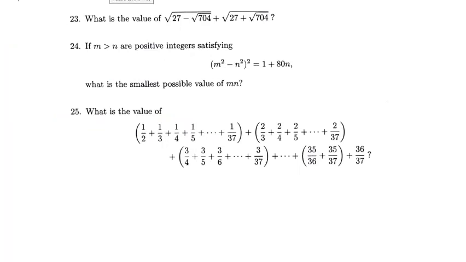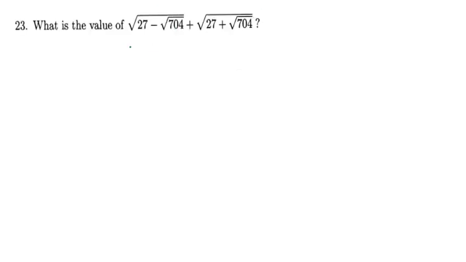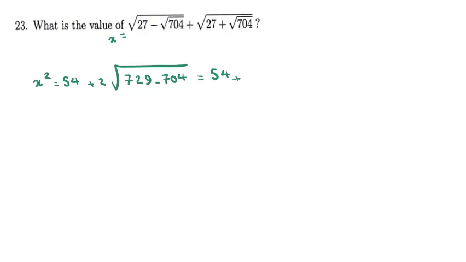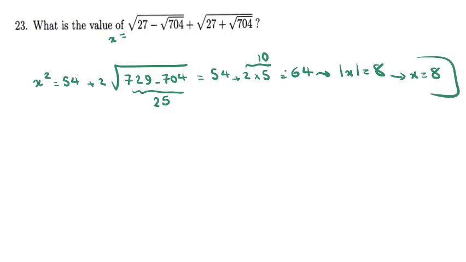SMO 2020, junior section, first round, problem number 23. What is the value of this term? So consider this term equals x, then x squared is 27 minus this plus 27 plus this, which will be 54, plus 2 times the square root of 27 squared, which is 729, which is 3 to the power of 6, minus 704, which will be 54 plus 2 times 25, 2 times 5, which is 10, 54 plus 10 is 64. So the absolute value of x is 8, but we know it's positive since these are square roots, so x equals 8, and the answer of this problem is equal to 8.